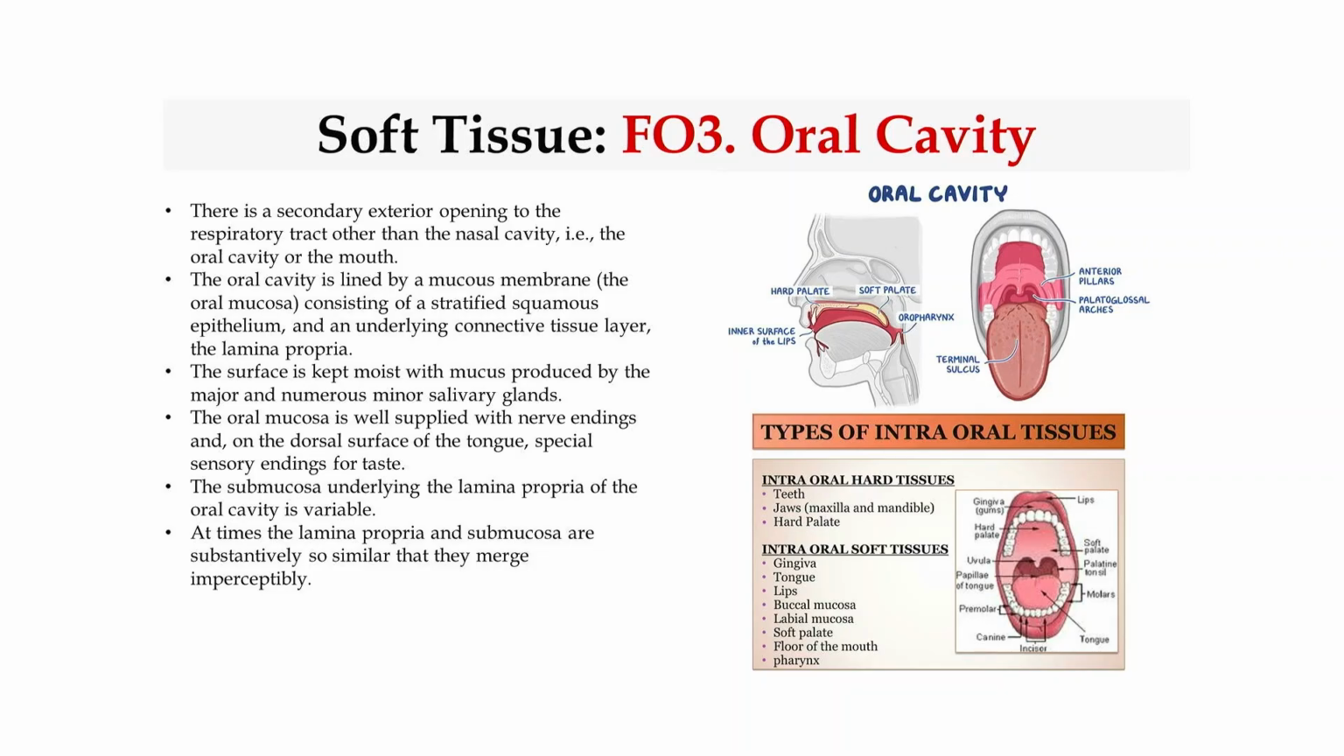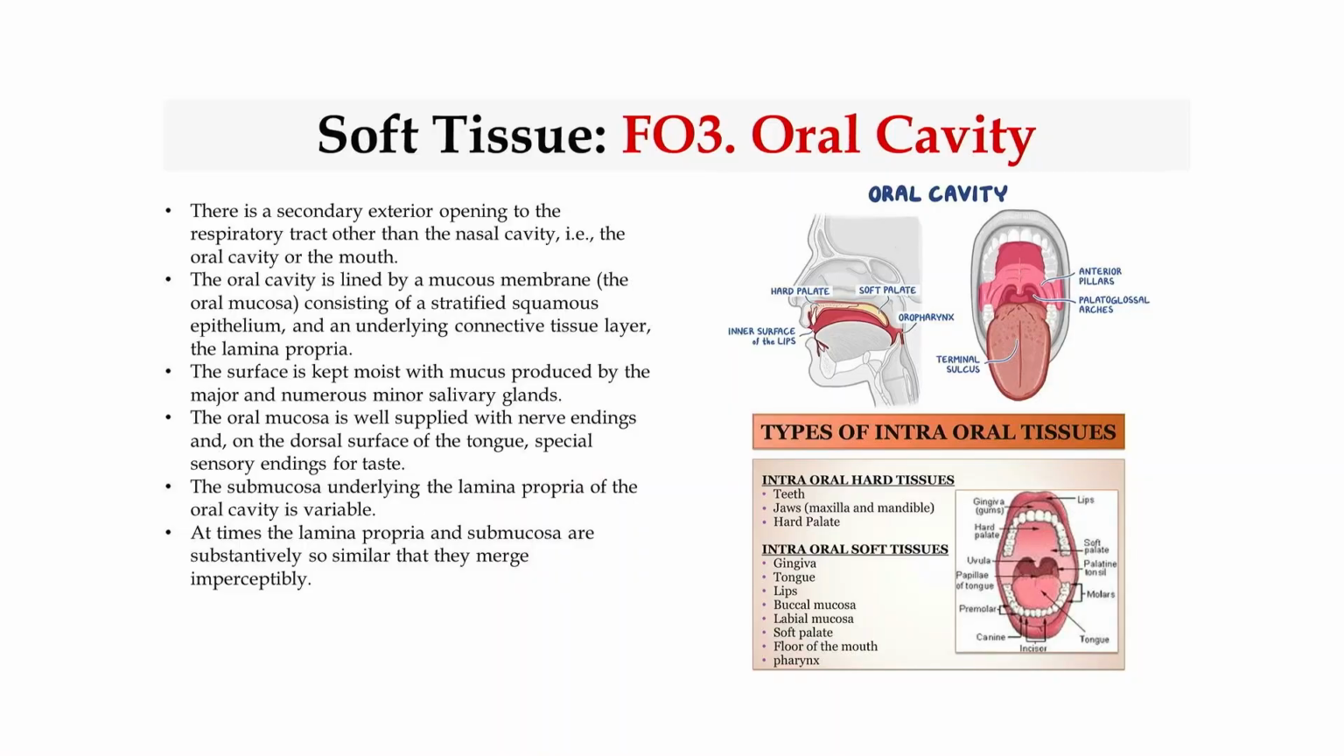The oral mucosa is well supplied with nerve endings, right? And on the dorsal surface of the tongue, special sensory endings for taste are provided. The submucosa underlying the lamina propria of the oral cavity is variable. So these are a lot of terms in which certain soft tissues become functionally helpful, right? At times the lamina propria and the submucosa are so similar that they merge imperceptibly, without you having to distinguish between them, right?